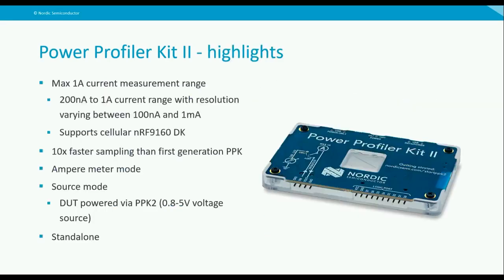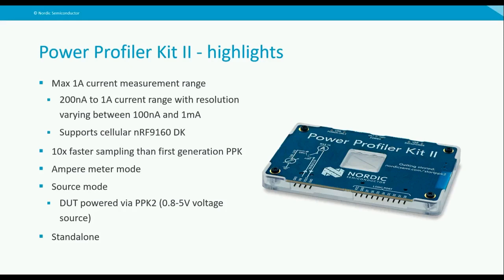It's accurate down to approximately 200 nanoamperes, up to 1 ampere, meaning it supports the whole product line from Nordic Semiconductor. The PPK2 is dynamically switching its internal measurement circuitry to give you great resolution for whatever measurement you are doing. So for our cellular nRF9160 DK, it will provide you with details all the way from the low power saving modes up to active GPS and modem states.